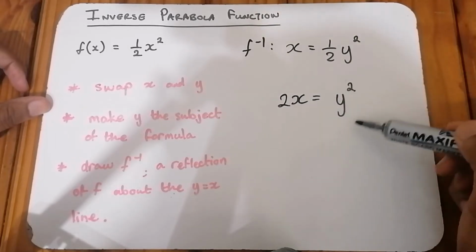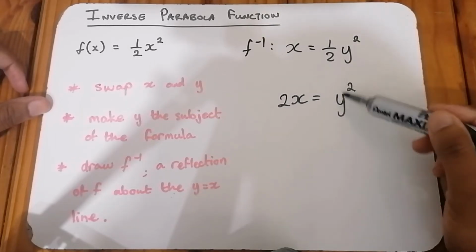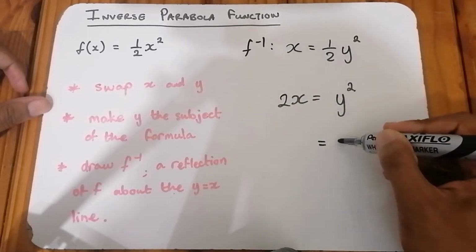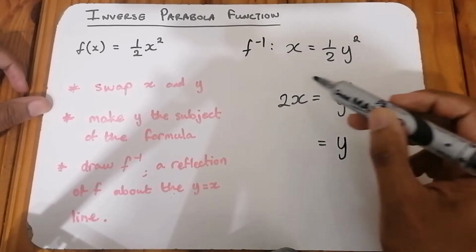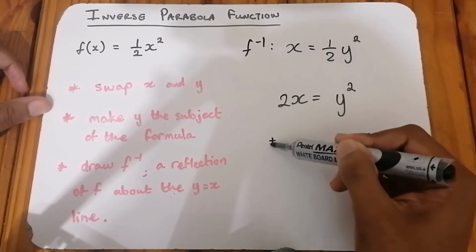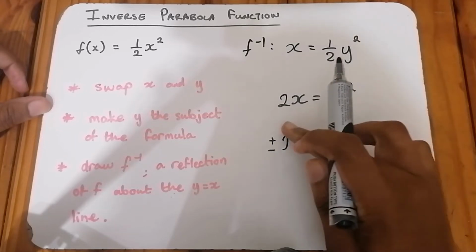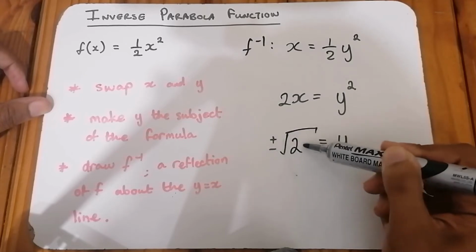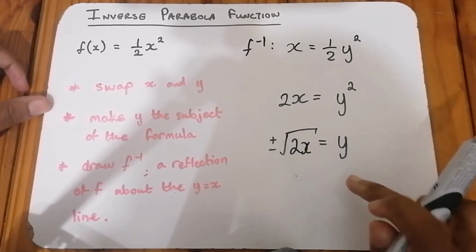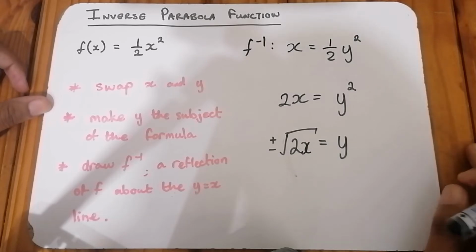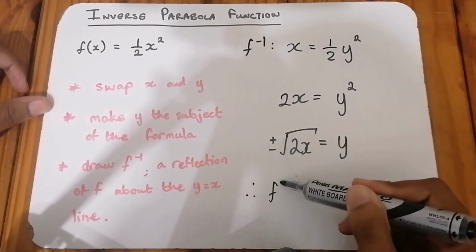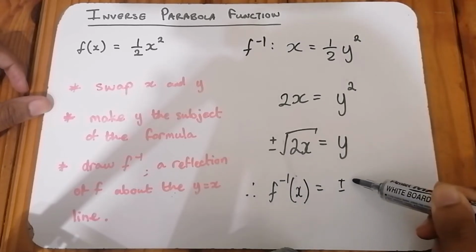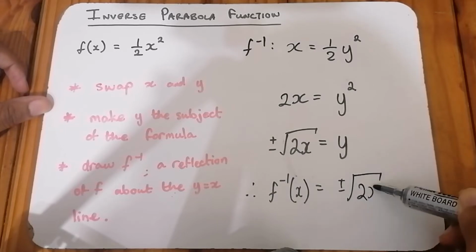Then to make y fully the subject of the formula, we need to take the square root on both sides. If you take the square root on the right hand side, you'll just be left with a y. And once you take the square root on the left hand side, you get plus or minus the square root of 2x. Okay, and this is the equation for the inverse graph. So let's just complete it by writing the inverse of f is equal to plus or minus square root 2x.